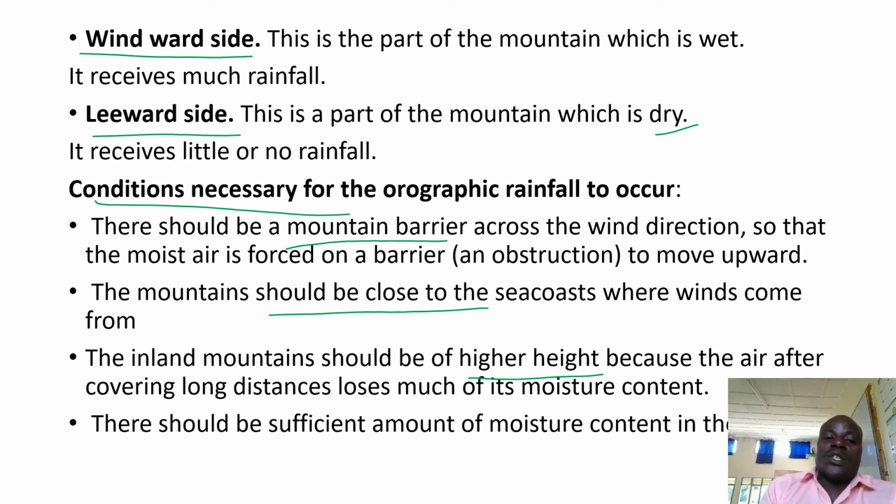They should be very tall in order for winds to reach the condensation level easily. And again, there should be sufficient amount of moisture content for rain to form. The winds must not only be dry, they must be wet. Because as we have observed on the mountain, a side which experiences moist winds gets more rainfall compared to the side which has cold, dry winds.